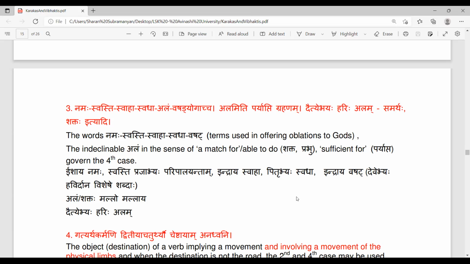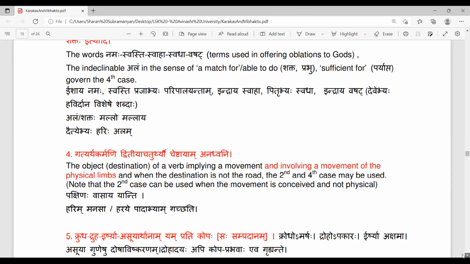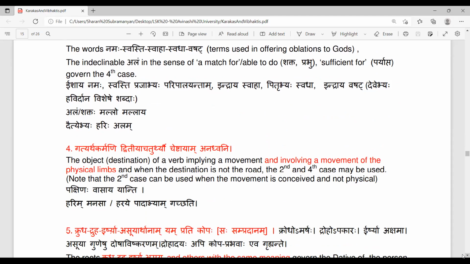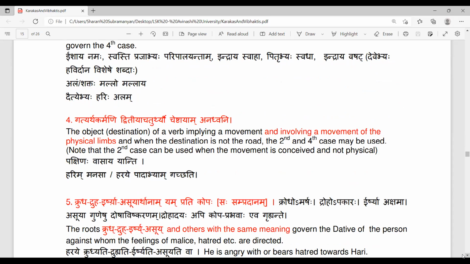Then the next one, this is a sutra. Namaha Swasti is a sutra. Sutra number is not written here, but it is 2316. You can note 2316. Then Gatyartha Karmani Dvitiya Chaturthyau Cheshtayam Anadvani.